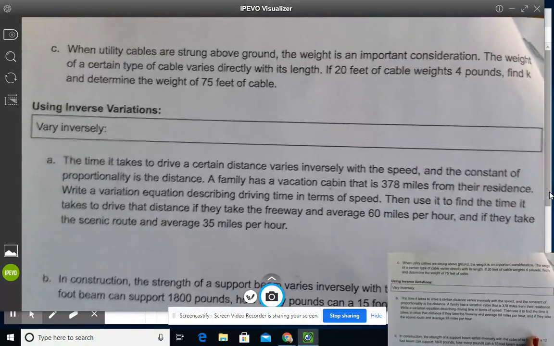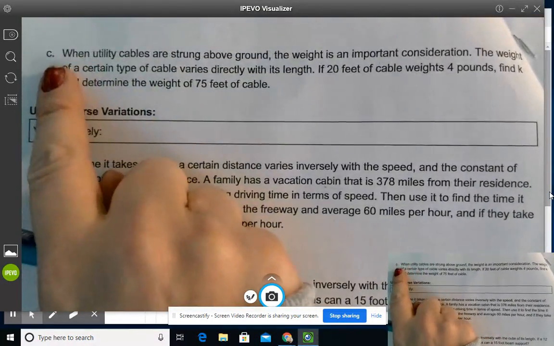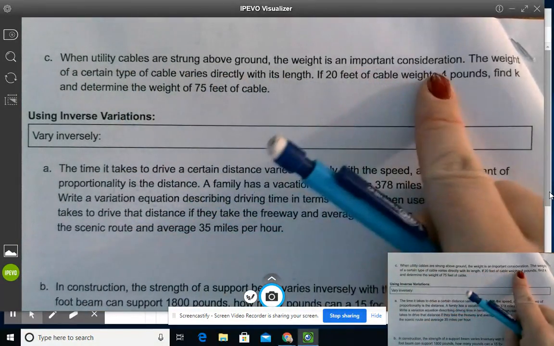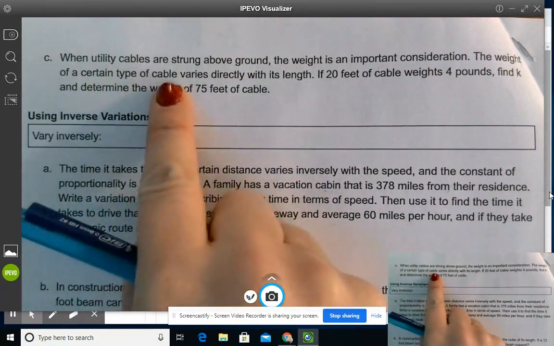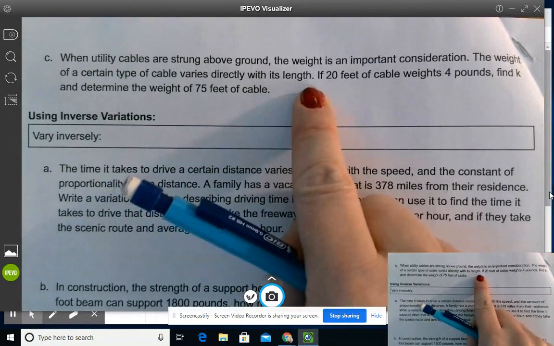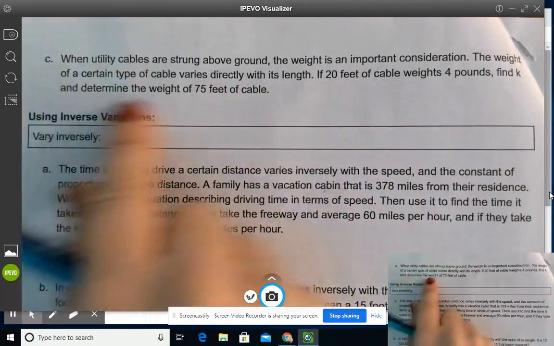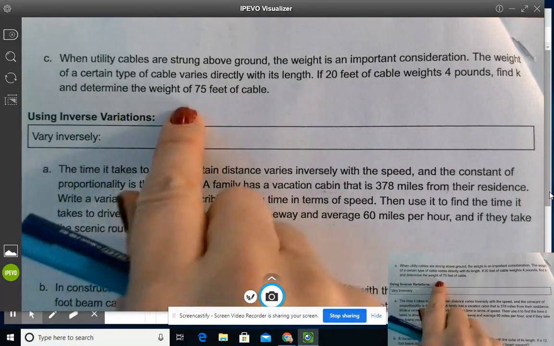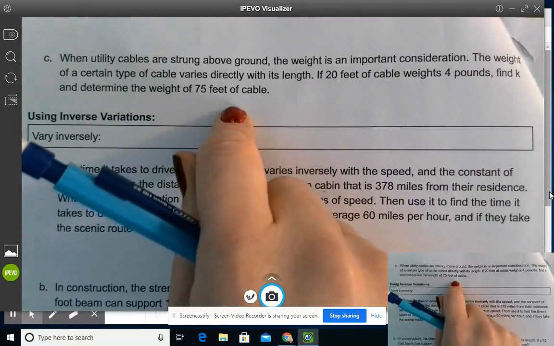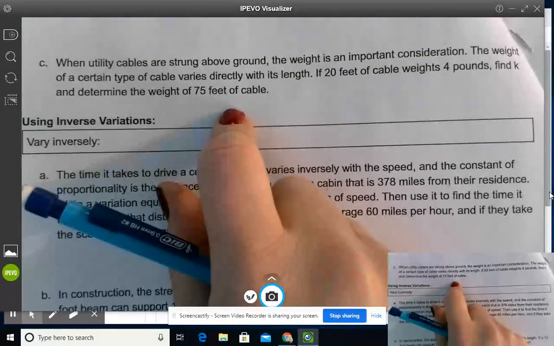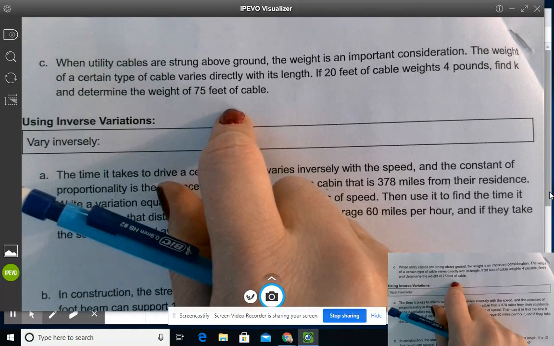Last one with the direct variation. When utility cables are strung above ground, the weight is an important consideration. The weight of a certain type of cable varies directly with its length. If 20 feet of cable weighs 4 pounds, find k and determine the weight of 75 feet of cable. So this is kind of what this looks like. You've got 20 feet is 4 pounds, right? Is that what it said?